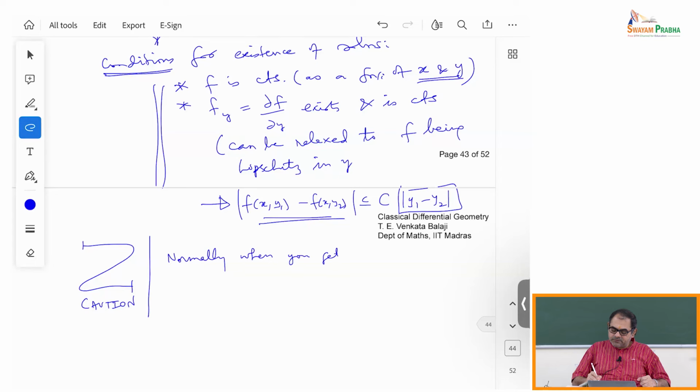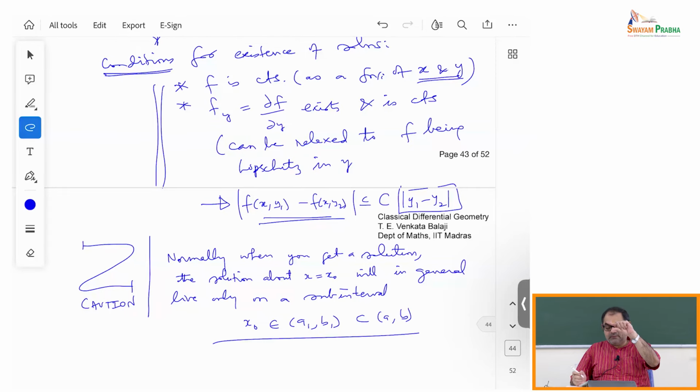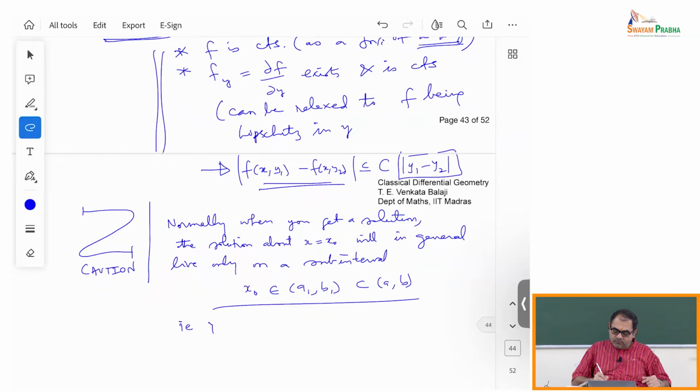But here is a big deal. Normally when you get a solution about x equal to x naught, it will in general live only on a subinterval (a1, b1), which is inside (a, b). So here is the big deal: you get only a local solution.